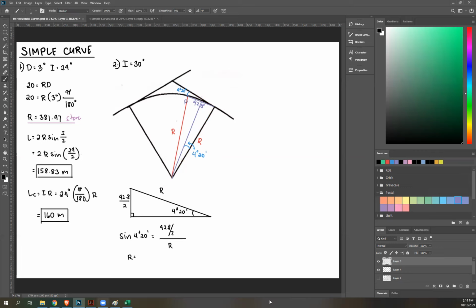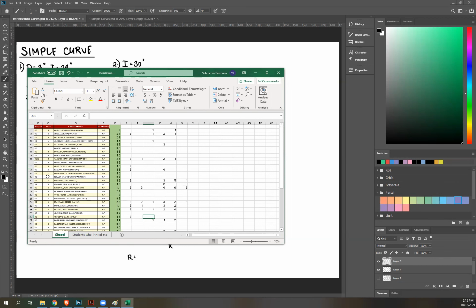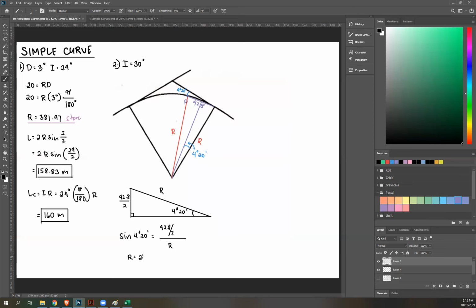Correct, Denzel. And Angel. So it's 283.22. So store that because we need that later.